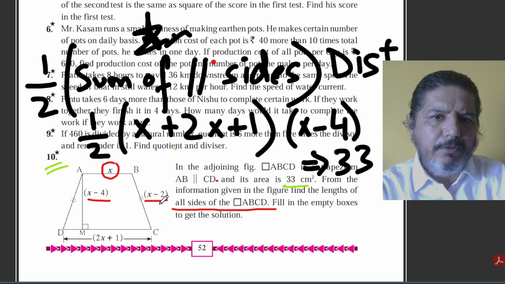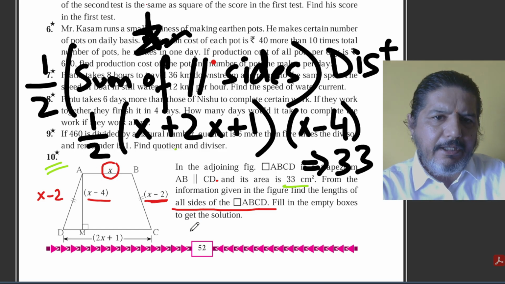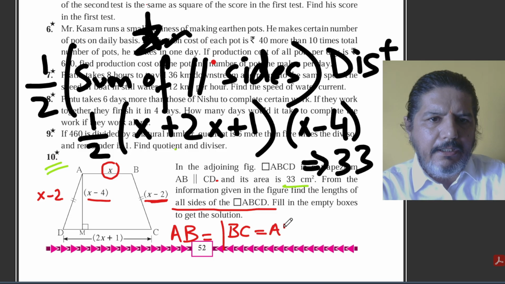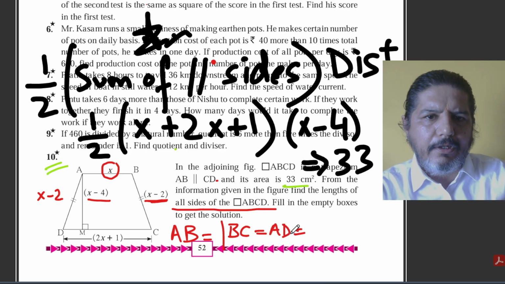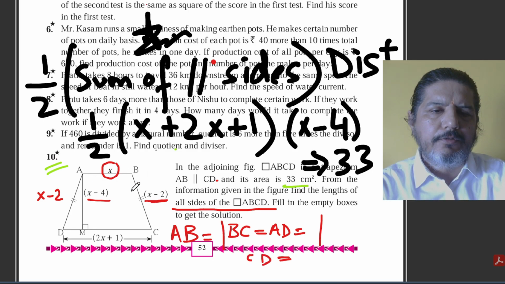This is a symbol which means if this is x minus 2, then this is also x minus 2. Because they are asking you all the sides, at the end of your solution you'll have to mention AB is equal to this. Don't make this mistake. You'll have to mention that BC is equal to AD is equal to whatever your value is. Then you'll have to find the value of CD also, because CD is also a side of the quadrilateral.